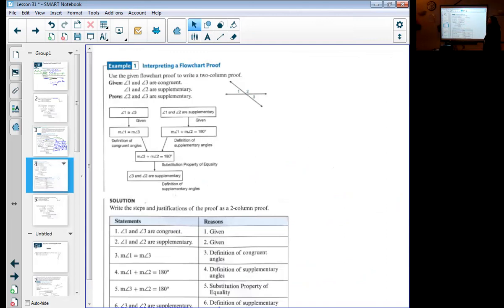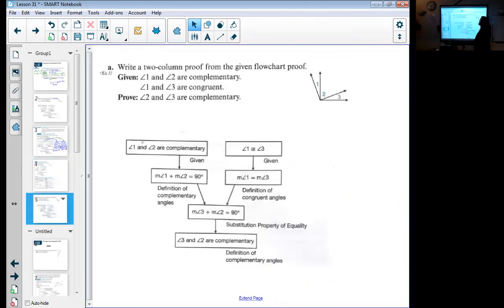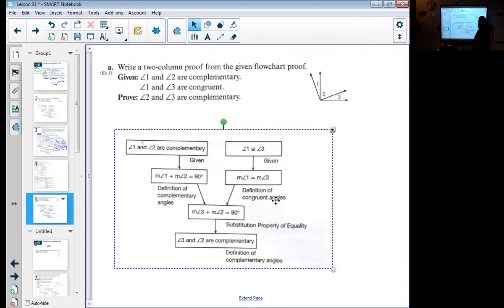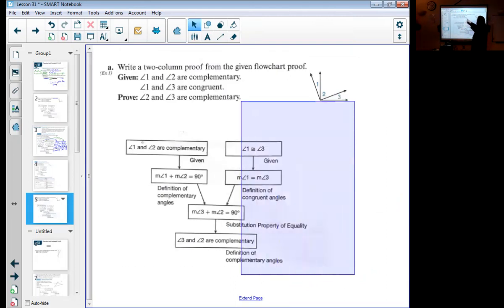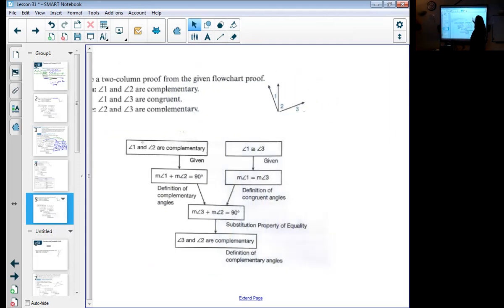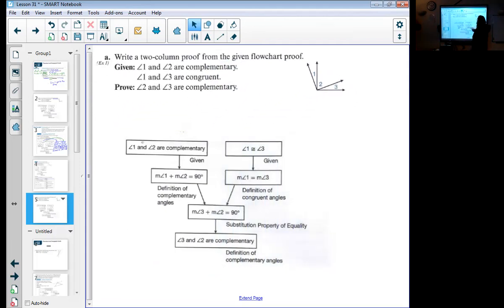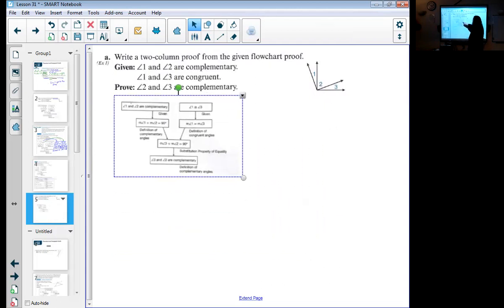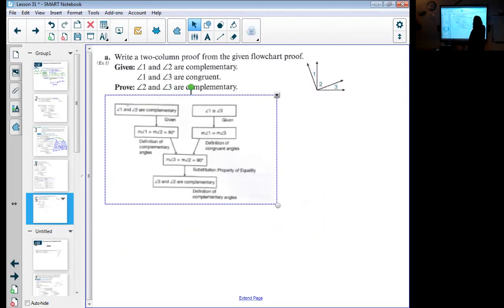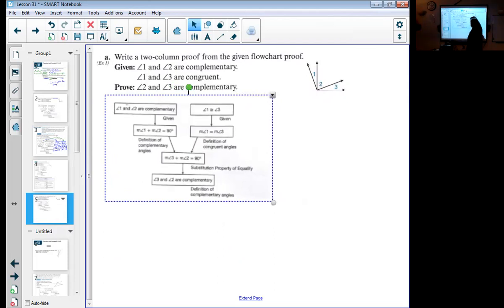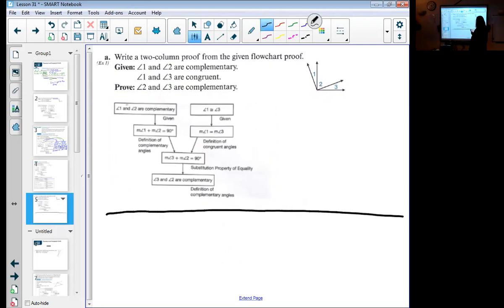So here is that same thing, except small. So now using this, we want to write a 2-column proof with a given flowchart proof. So let's take these two and make them a little bit smaller, so that way we can use this to do our 2-column proof. So we're doing a 2-column proof. We take a big old T.